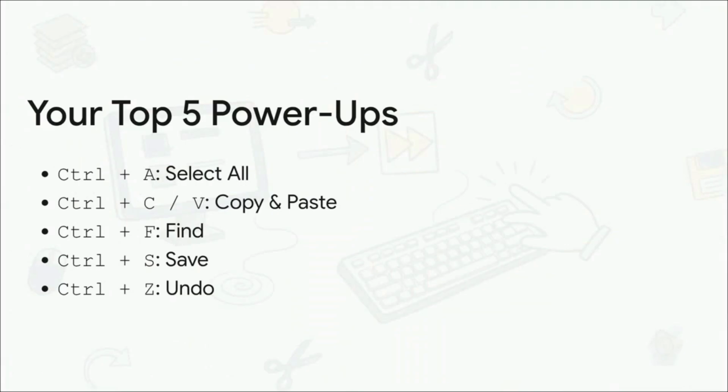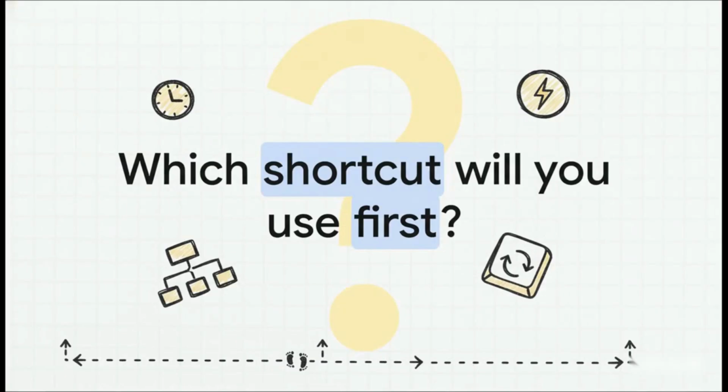So after all that, what's the crucial takeaway? If you only commit 5 of these to muscle memory, make it these. Select all, copy and paste, find, save, and the all-important undo. Mastering just these 5 will fundamentally change how you interact with your computer, saving you clicks and time every single day. Look, mastering these is a journey of small steps, not some giant leap.